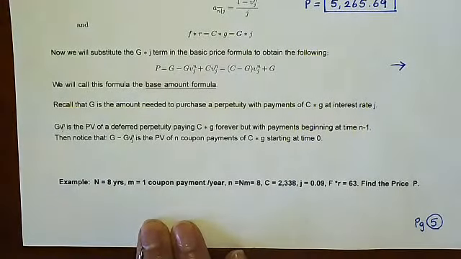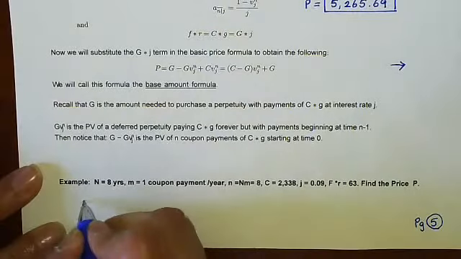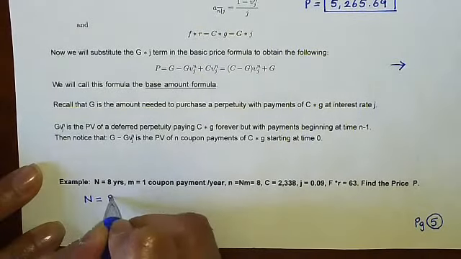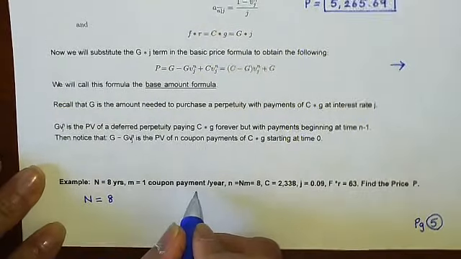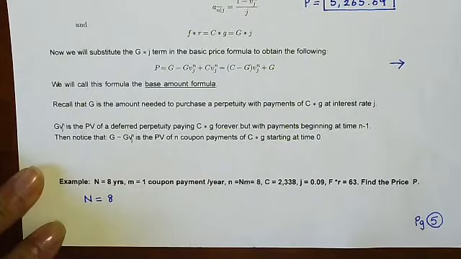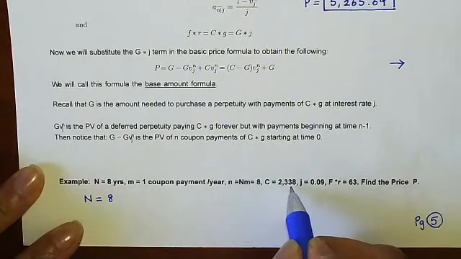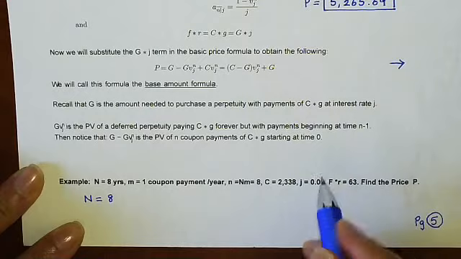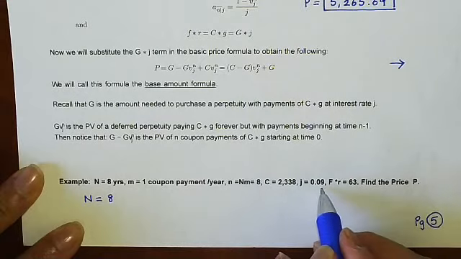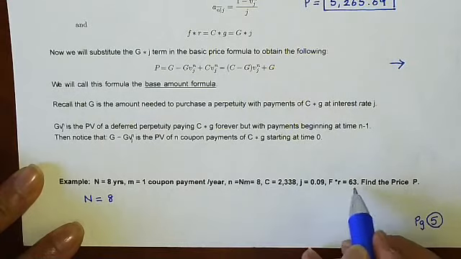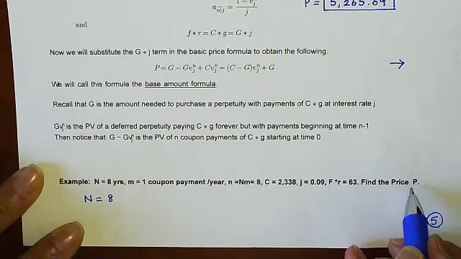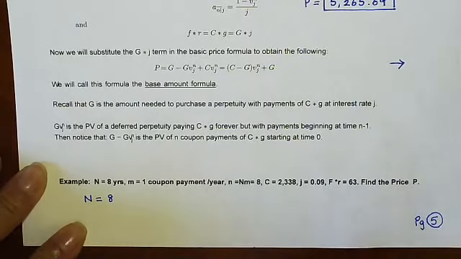It says n equals 8 years. M equals 1 coupon payment per year. So annual coupons. The redemption is 2338. The yield rate is 0.09. The coupon is 63. Find the price P.